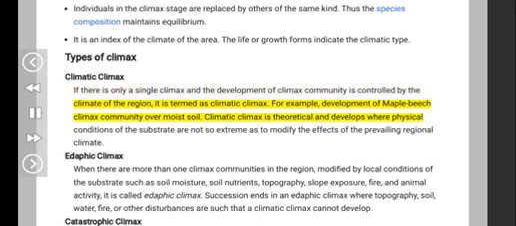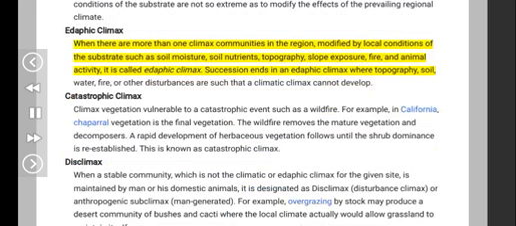For example, development of Maple Beech climax community over moist soil. Climatic climax is theoretical and develops where physical conditions of the substrate are not so extreme as to modify the effects of the prevailing regional climate. Edaphic climax. When there are more than one climax communities in the region, modified by local conditions of the substrate such as soil moisture, soil nutrients, topography, slope exposure, fire, and animal activity, it is called edaphic climax. Succession ends in an edaphic climax where topography, soil, water, fire, or other disturbances are such that a climatic climax cannot develop.